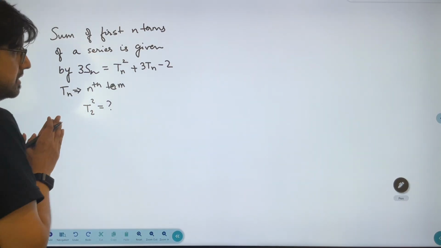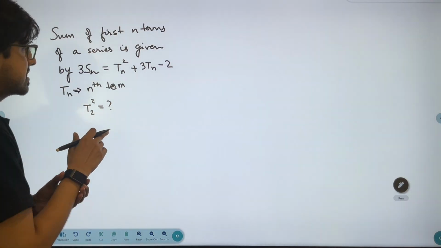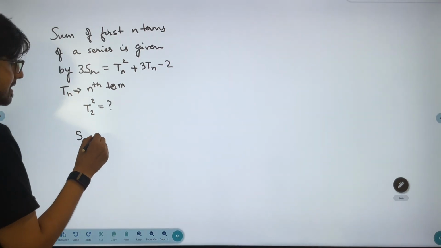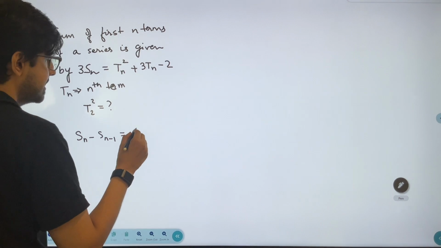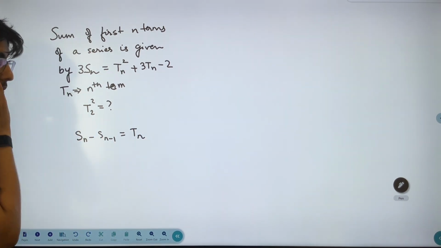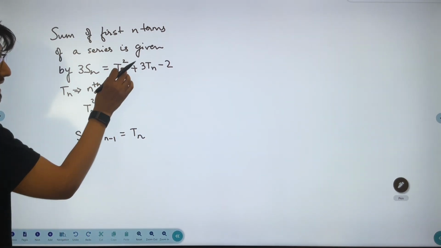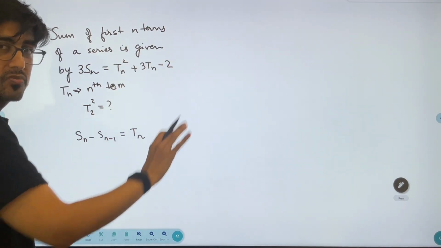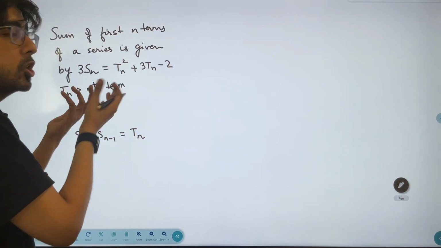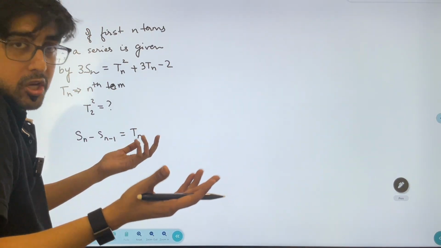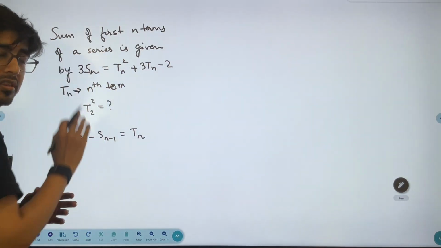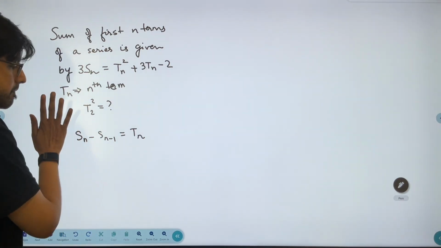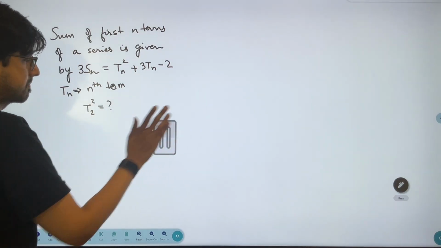Like we did previously, we can actually do the difference of the terms. We can say that Sn minus Sn-1 is Tn, but when I take Sn-1 in this case, I am going to get Tn-1, and I don't know if it is an AP, so there may or may not be a common difference. More importantly, there are squares. So this is a very complex looking problem if we had to apply the same concept.